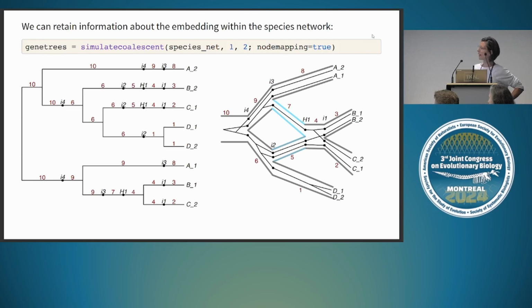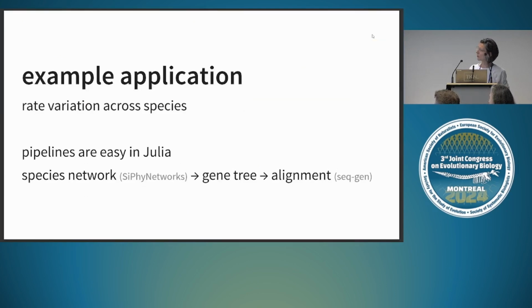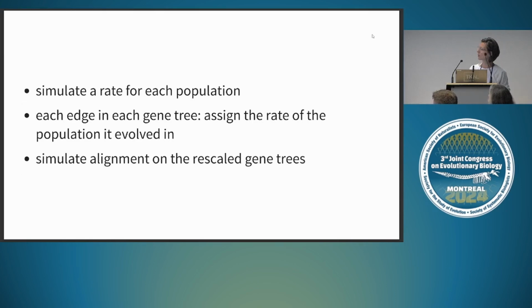In the package, we also have ways to keep track of how a gene tree is embedded in the network by these extra nodes that have some tags to map them to where they came from in the species network. And using this, there's a lot that we can do with this package downstream. So for example, we can simulate rate variation. And writing Julia pipelines in Julia is very easy, so we can get a species network that we could simulate from something else, simulate the gene tree with PhyloCoalSimulations, and then use some other tool like seq-gen to simulate alignments.